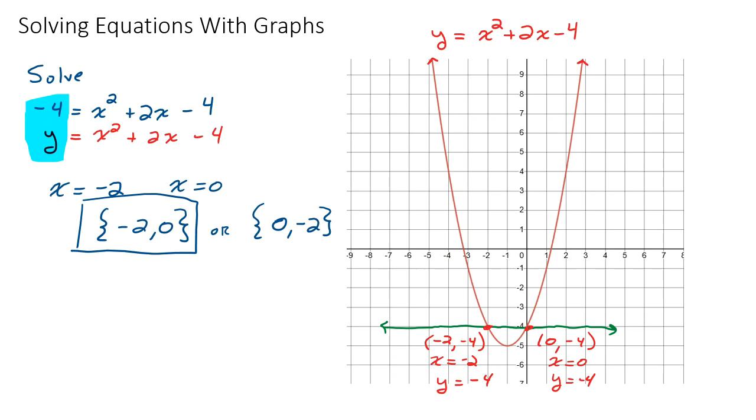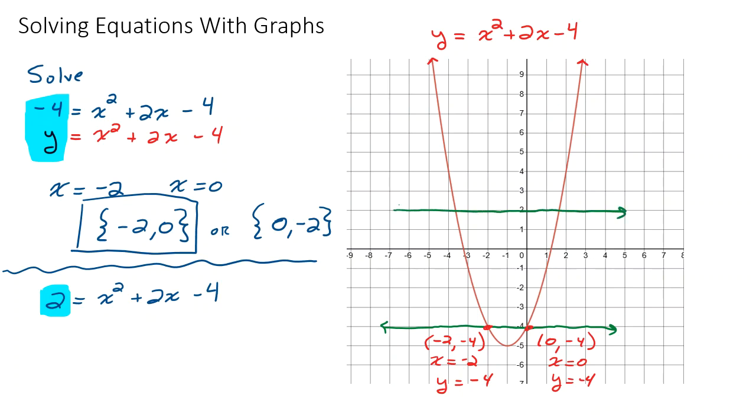All right, we could also use this graph to estimate. You may have noticed I picked a nice one that came out nice, but let's pick something that's not nice. When I say not nice, I mean not a whole number. We're going to have to estimate. How about 2 equals x squared plus 2x minus 4. So now my y value is 2. So I'll look on my graph over here at 2.